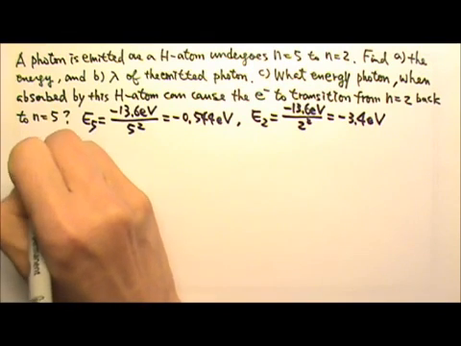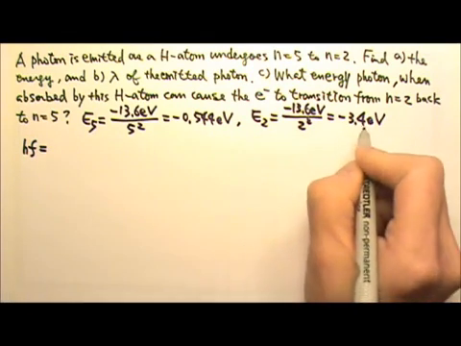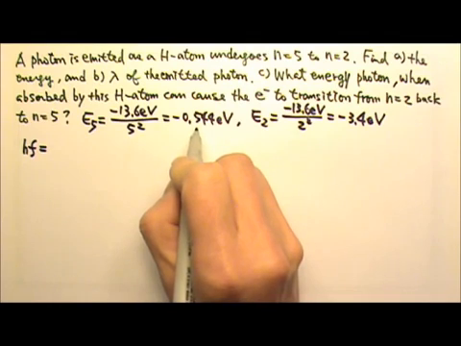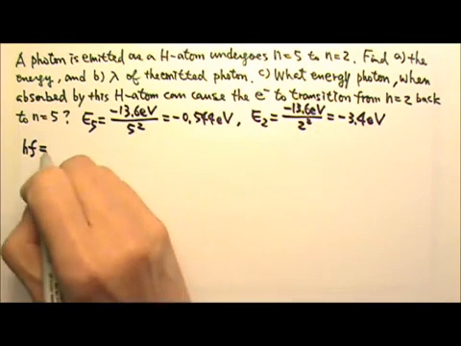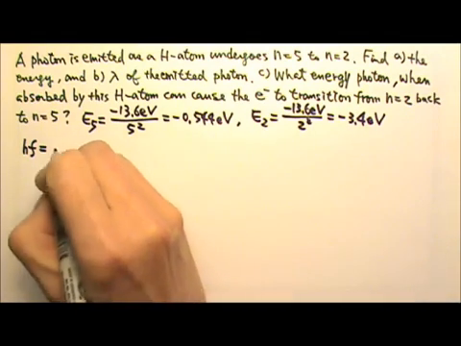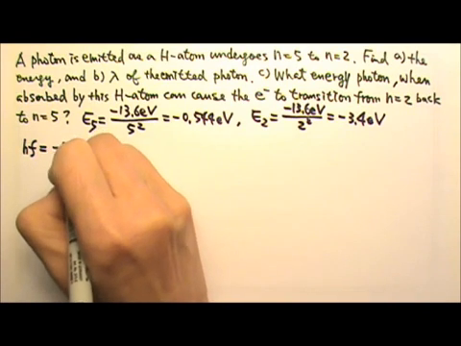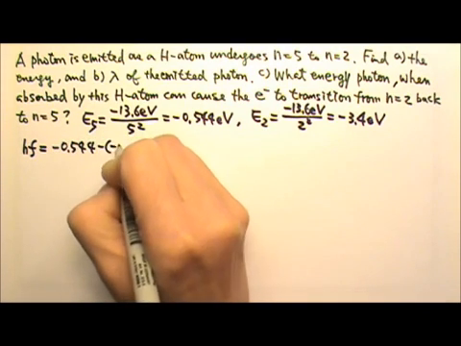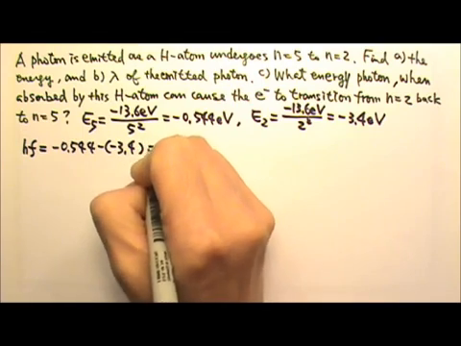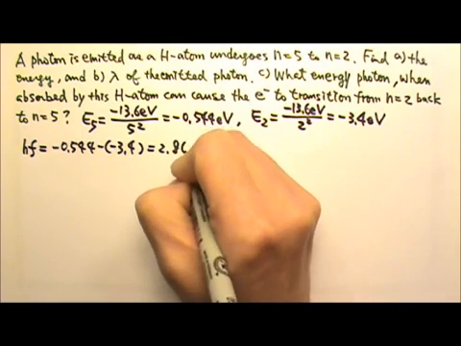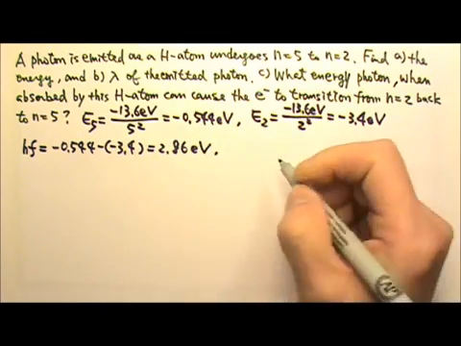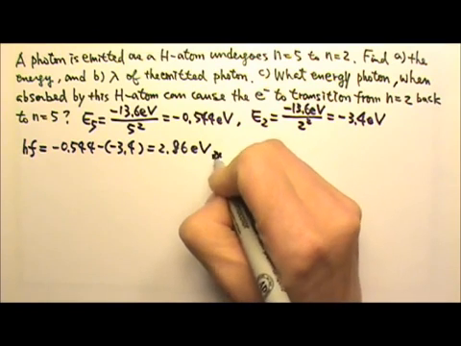So the photon energy must equal the difference. So this is the upper level, that's the lower level. So the difference is the upper minus the lower, negative 0.544 minus the negative 3.4, and this gives me 2.86 eV. That's the answer for part A.